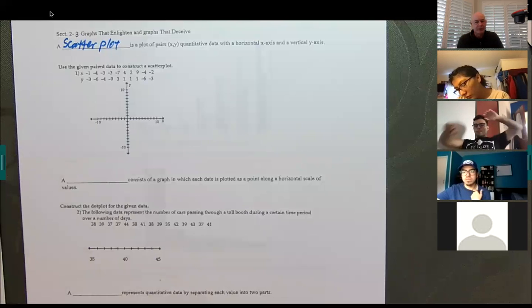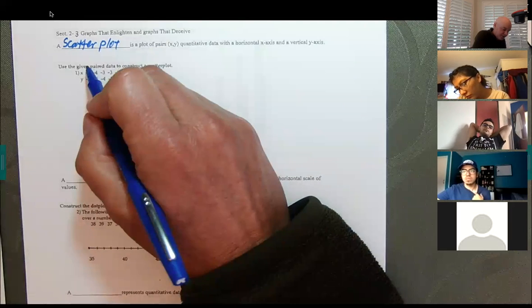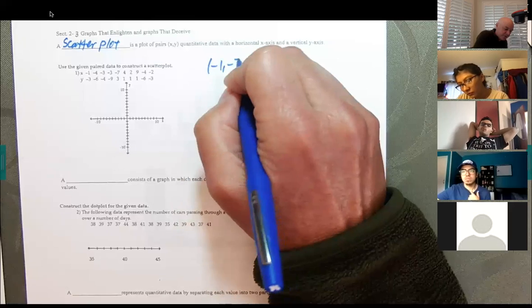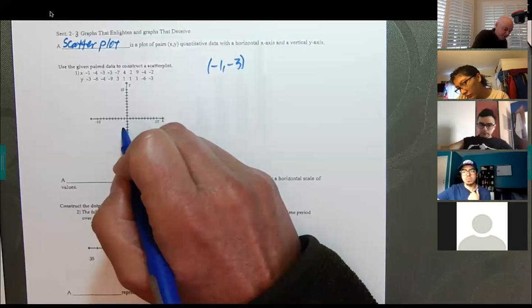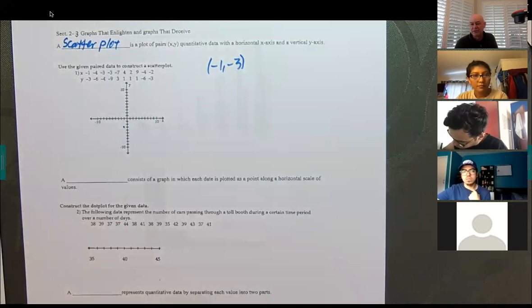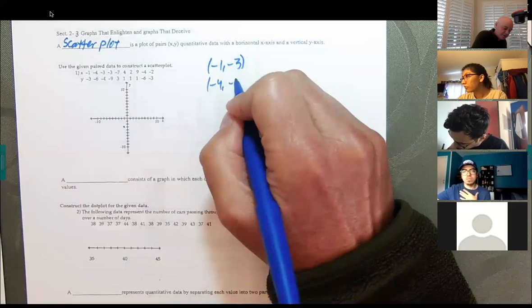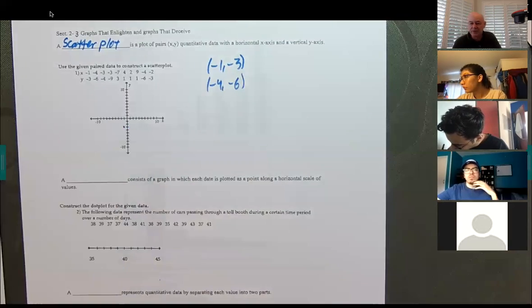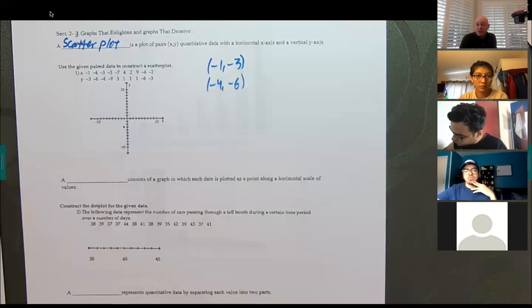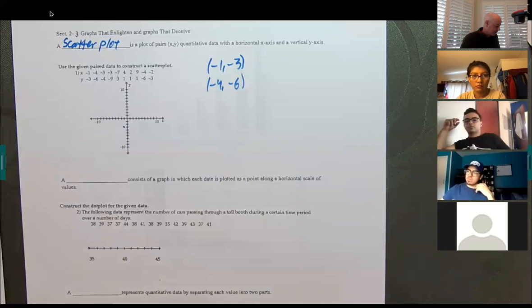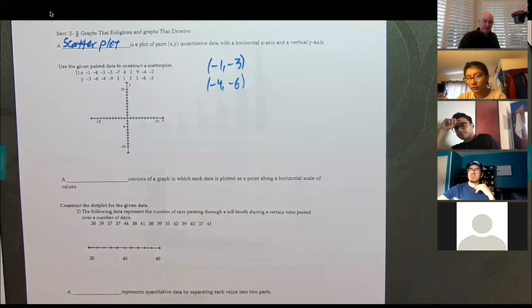A scatter plot is just a regular graph. So for example, this right here represents the point -1, -3. Just like you've always done in your algebra class. Right, an ordered pair. The next one would be -4, -6. I'm not going to take the time to put them all on there, but we're just plotting the points. And later in the semester, we'll learn that if we can start seeing some pattern with all these points, then we can start making some predictions with them. And so I want to move on to the next one.